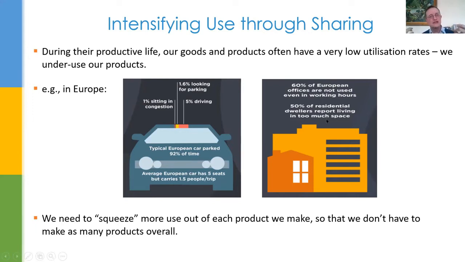And what we need to do for a circular economy, it's one of the implementation strategies that we have at our command, is to squeeze more use out of each product we make, so that at the end of the day, as an economy, we get just as much use, but we can do it with fewer products overall, which of course then narrows the flows.